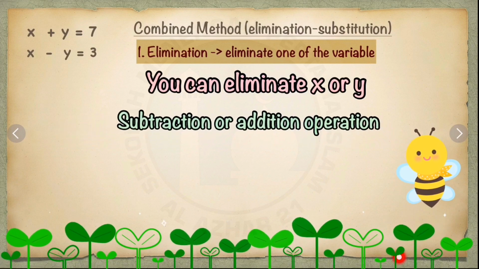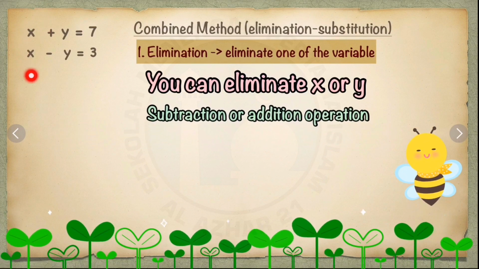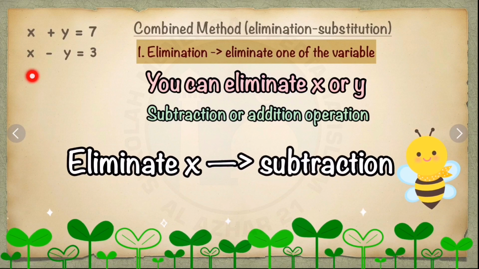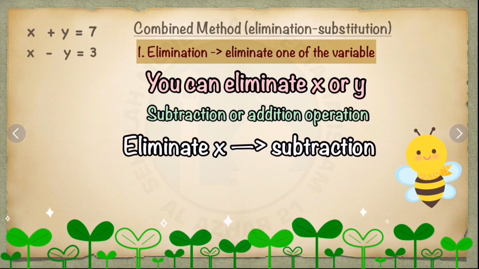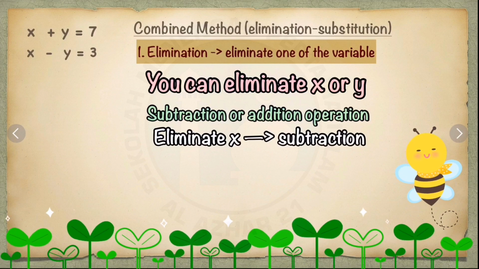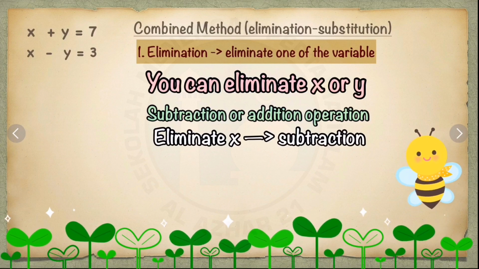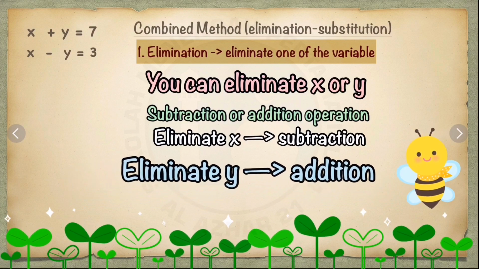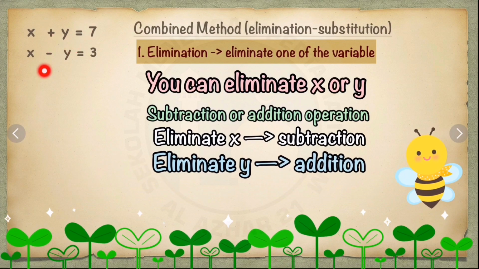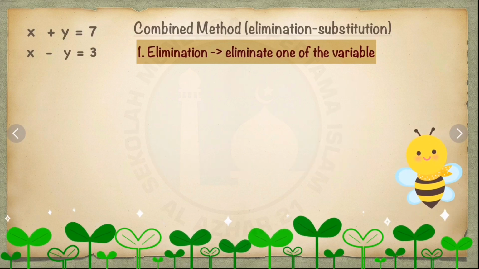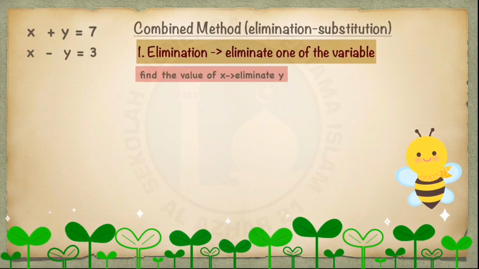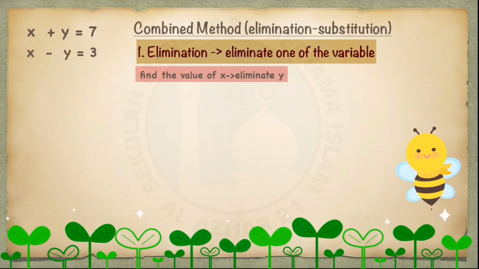For example, if I want to eliminate x, I will use subtraction because x minus x is 0. So variable x will be eliminated. But if I want to eliminate variable y, I will use the addition method because y plus negative y equals 0. So variable y will be eliminated. If you want to find the value of x, you have to eliminate variable y. But if you want to find the value of y, you can eliminate x.